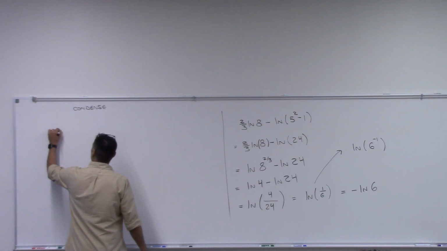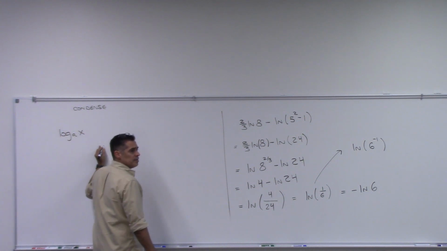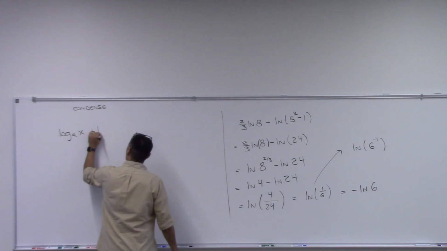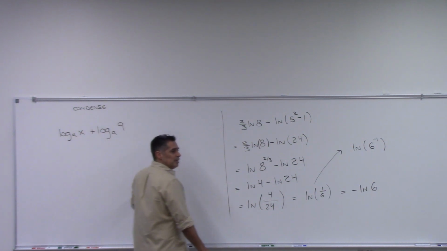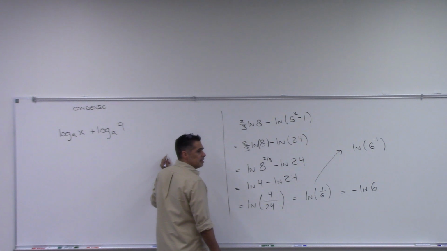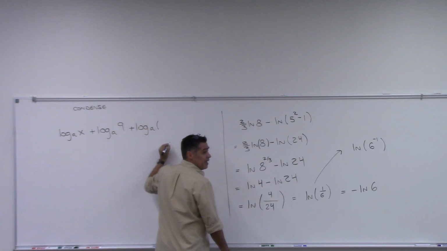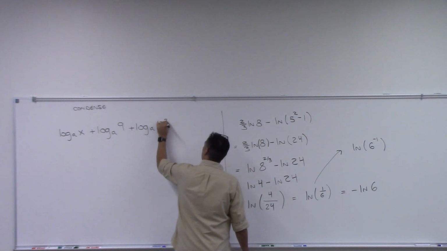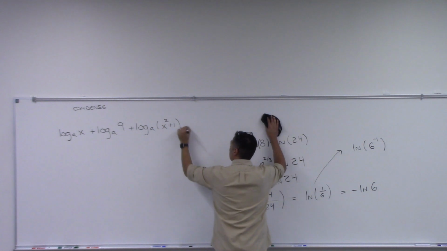Log base a of x plus log base a of 9. I'm deciding if I want to make this harder than it is. No, I'll just leave it. Plus log base a of x squared plus 1, and then minus log base a of 5.